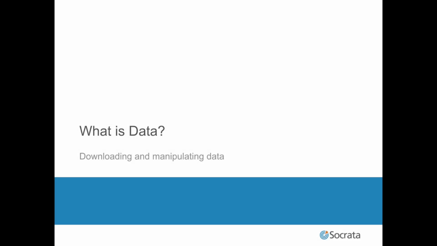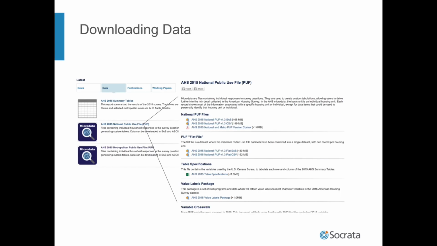You've got a potentially viable data source. Time to go grab it and take a look around. Clicking on the data link on the main AHS page gives you a few options. Let's start by taking a look at the link to the 2015 National Public Use File, which sends you to a page with a whole bunch of options.